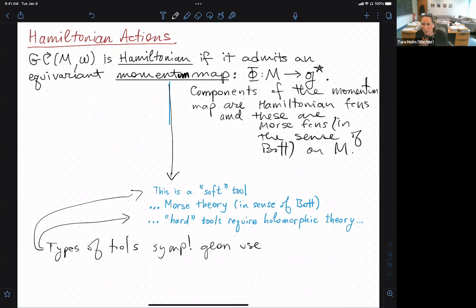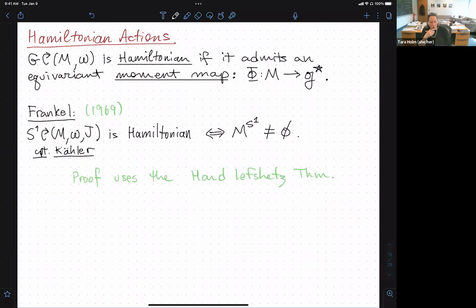Okay, so not to belabor that. Where I eventually want to get to is the cohomology: how you might use this momentum map, how you might use Morse theory to say something about the manifold. So I want to talk a little bit about the consequences that you can derive.